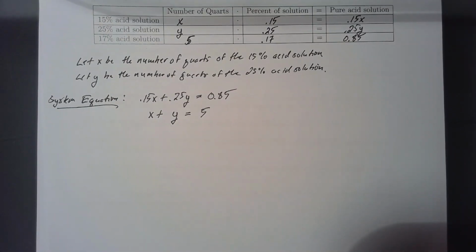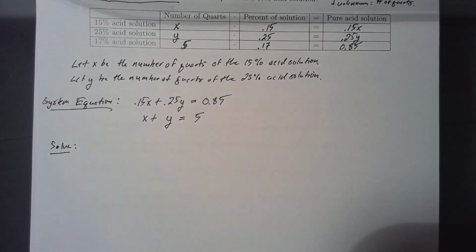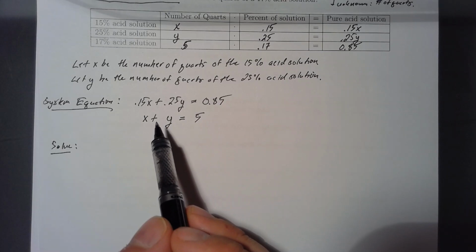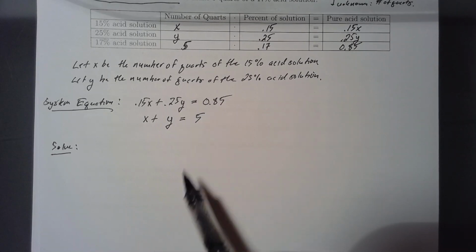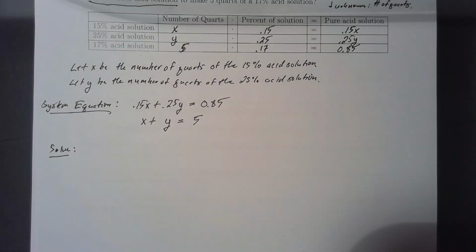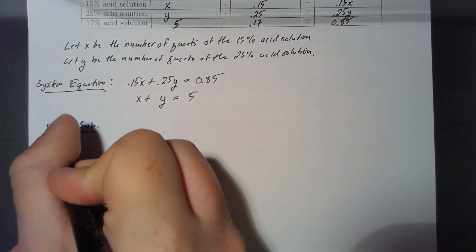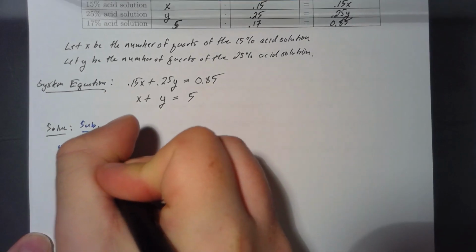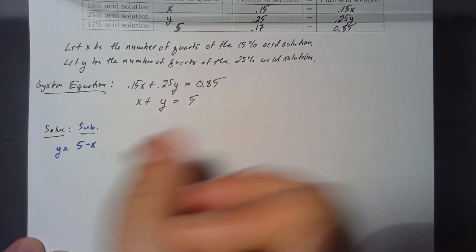So there's my system. Now to solve it, again, very basic. You could use substitution or elimination. You could multiply by negative 0.15 or negative 0.25 and add them together. Or you could take this and solve it for x or y and plug it into the first one. It doesn't matter. I'll do substitution. I'll solve this for y. So subtract x from both sides, and you're going to get 5 minus x. Take that and plug it in here for y.